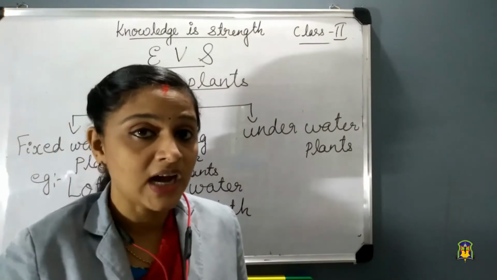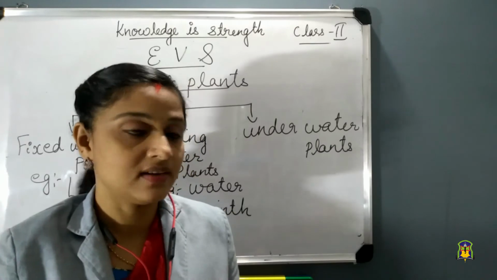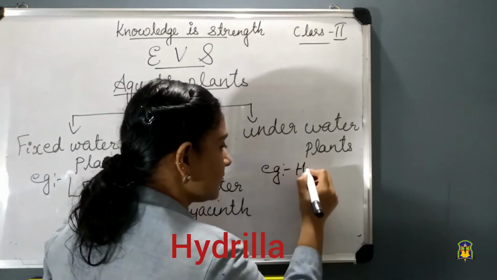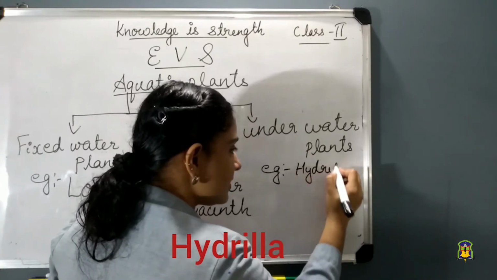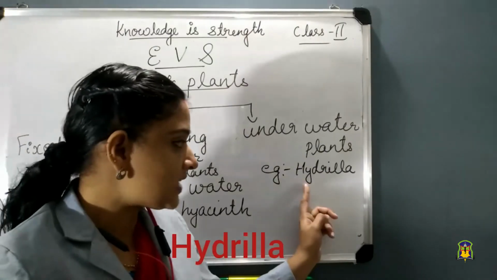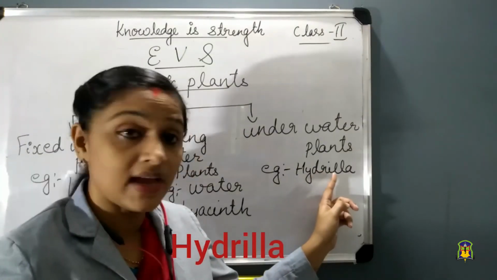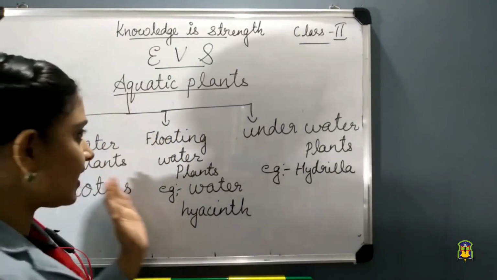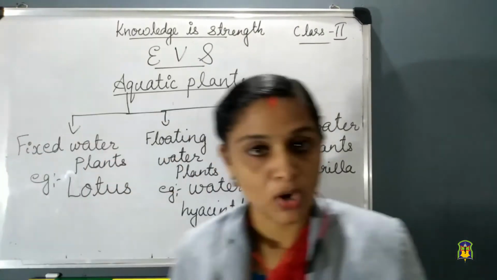Underwater plants are present inside the water, under the water. Example is hydrilla. You just study the examples also. Hydrilla. What is the spelling of hydrilla? H-Y-D-R-I-L-L-A. Hydrilla. Okay. So these are the different types of aquatic plants.